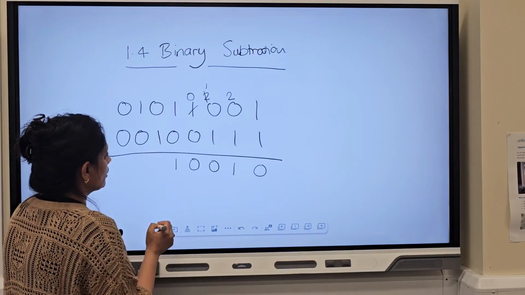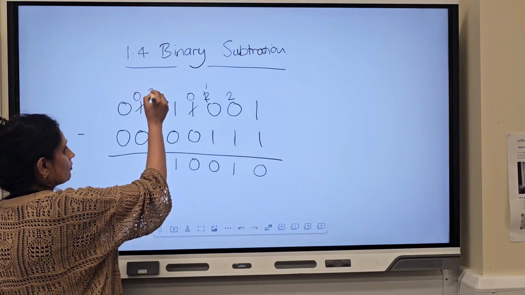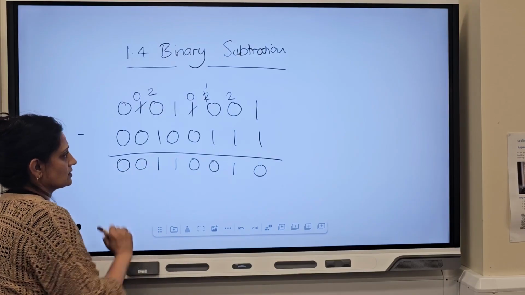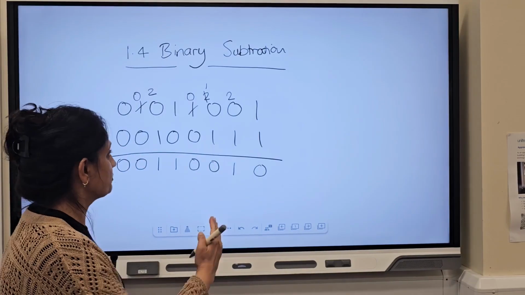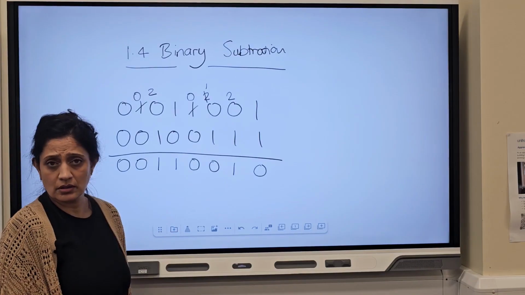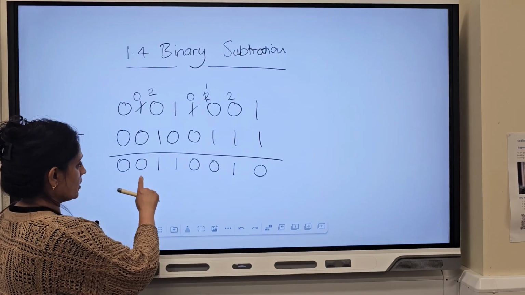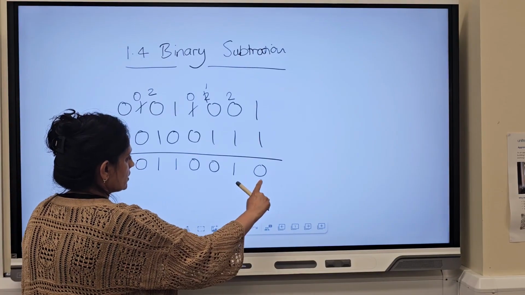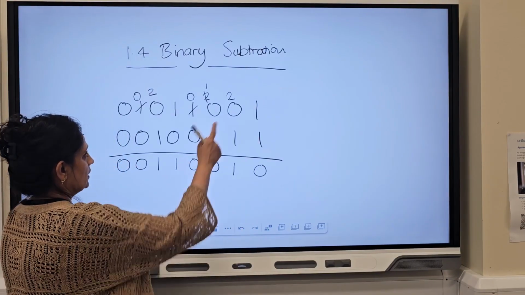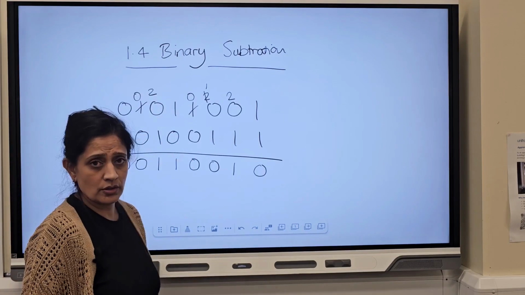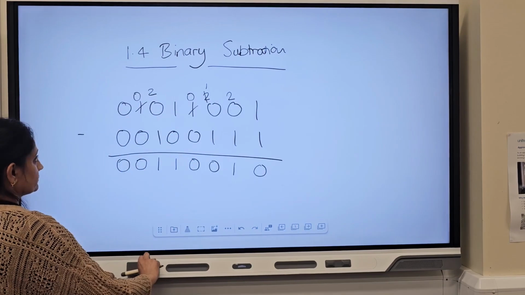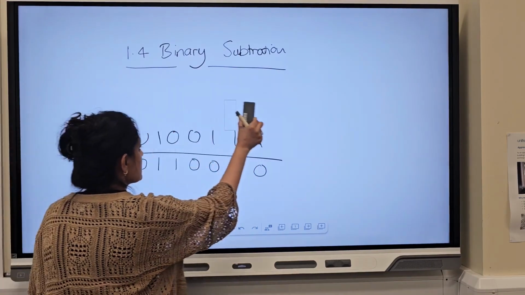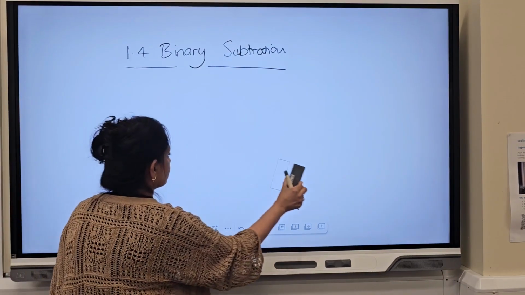0 take away 1 you can't do, so you borrow. 2 take away 1 is 1. 0. 0. Okay, this would probably be 3 marks. You may well have 1 mark for the first 4 bits, another mark for the other half of your answer, and another mark for the working out. It could go up to 3 marks, if you're lucky. Because again, this should be easy marks.